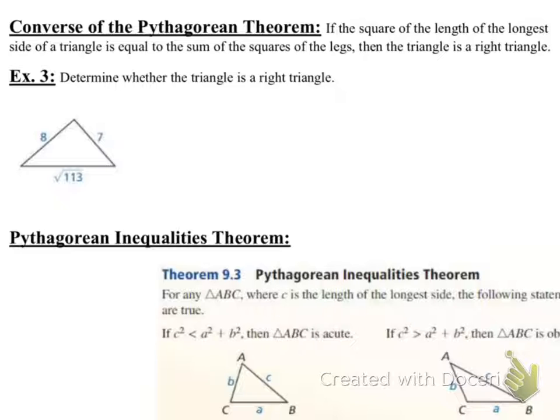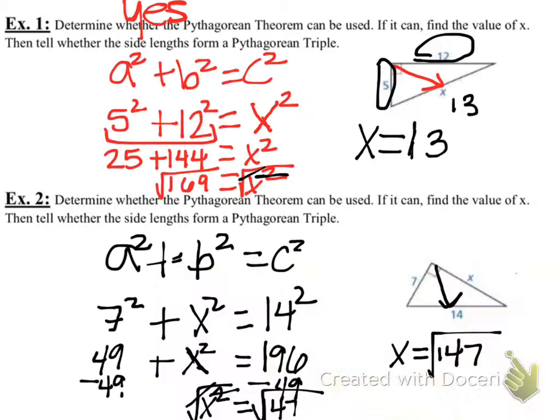Look at example 3. So example 3 is talking about the converse of the Pythagorean theorem. So remember back to your if-then days when we were looking at conditional statements, converse, inverse, contrapositive. It says if the square of the length of the longest side of a triangle is equal to the sum of the squares of the legs, then the triangle is a right triangle. Essentially, if a squared plus b squared equals c squared, then we know that there's a right angle in the triangle.